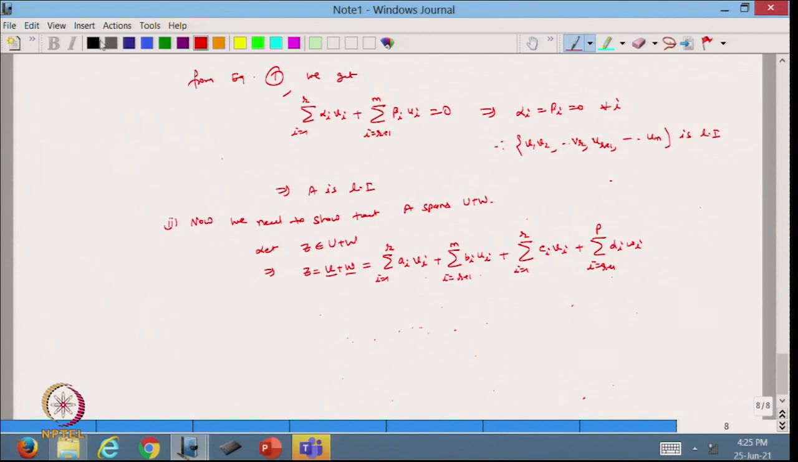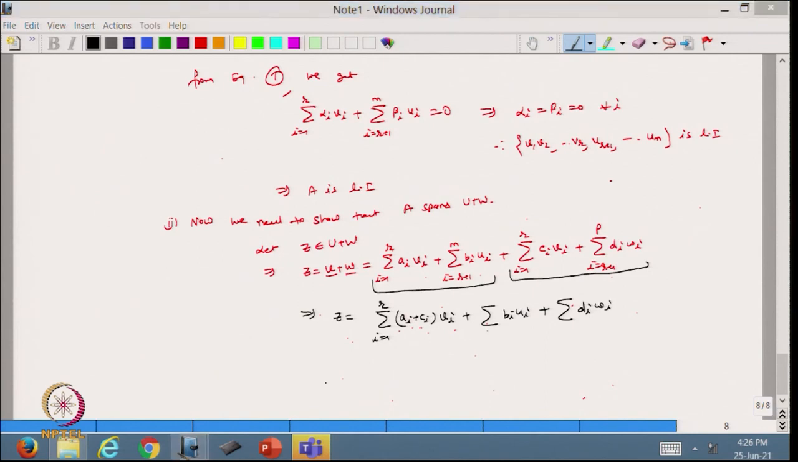So, U can be written as a linear combination of this one and W can be written as a linear combination of this one. After writing this, because this can be combined, I can write that Z becomes equal to summation i from 1 to r, Ai plus Ci, I can take common, Vi, plus the remaining Bi Ui plus the remaining Di Wi, and if you see, that is a linear combination of the vectors of A. So, which implies that Z belongs to the span of A.